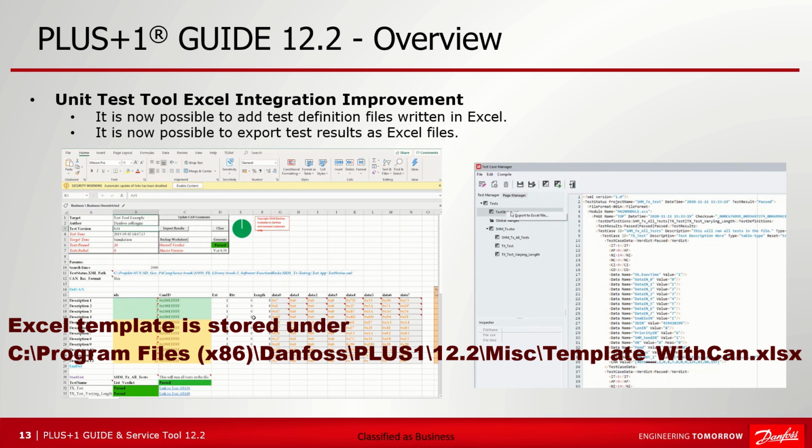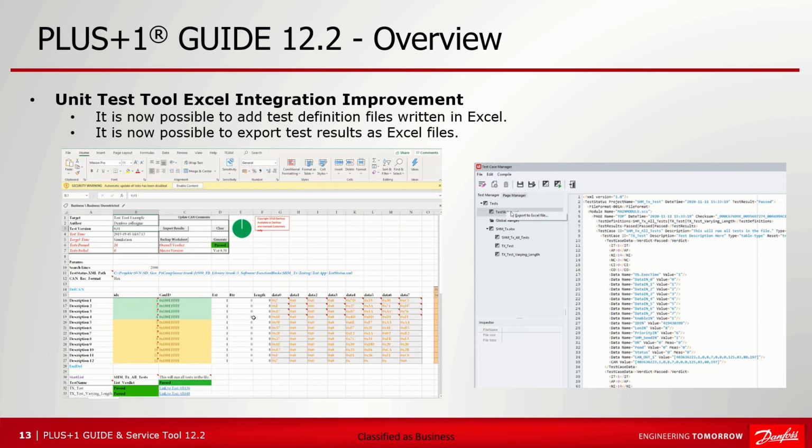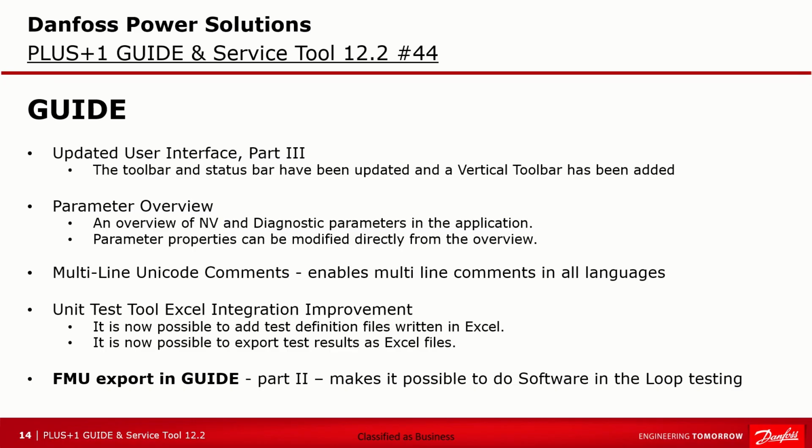This gives the user the possibility to handle and manage the test definition for software validation outside guide in Subversion control, for instance. In addition, the test results from the test tool can be exported as Excel files. The last main guide feature in version 12.2 is FMU export.